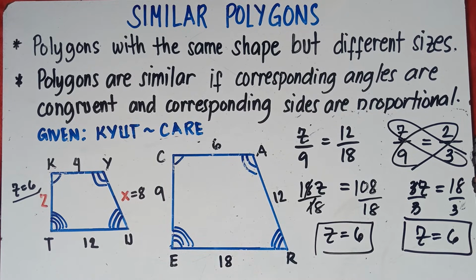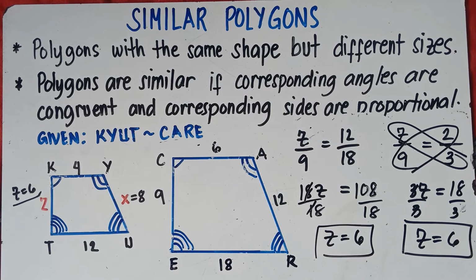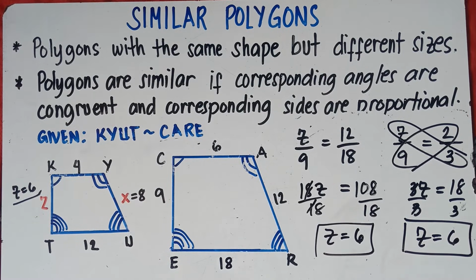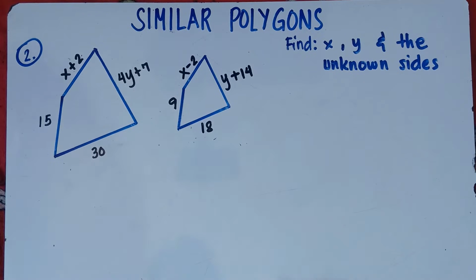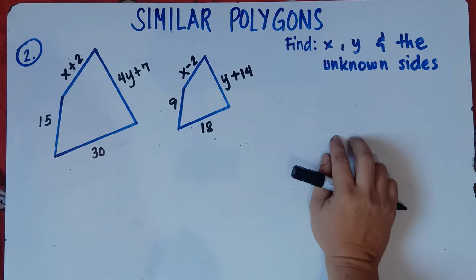Alright, so I hope you understand this one. With regards to similar polygons, you can make proportions because the corresponding angles are congruent. Alright, let's try another example, class, for you to really understand this one. Let's try more complicated examples. Alright, so number 2, we're told to find x, y, and the unknown sides.